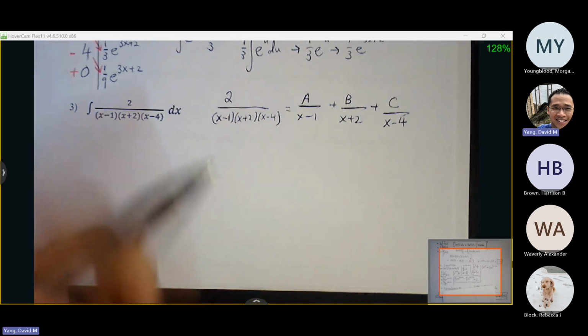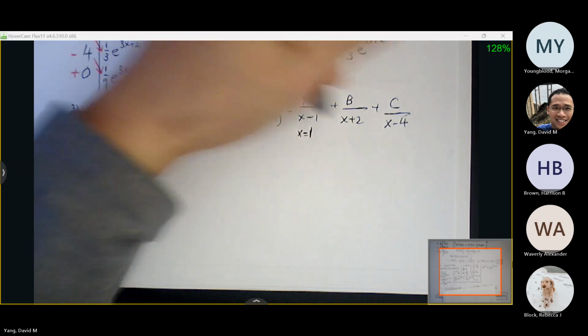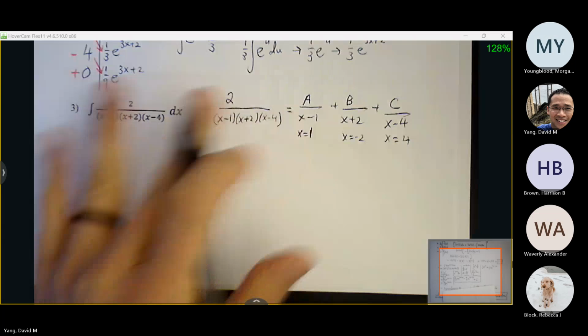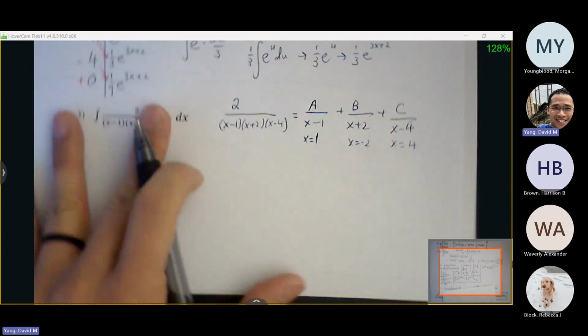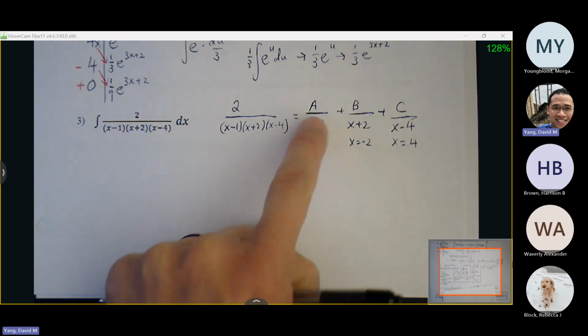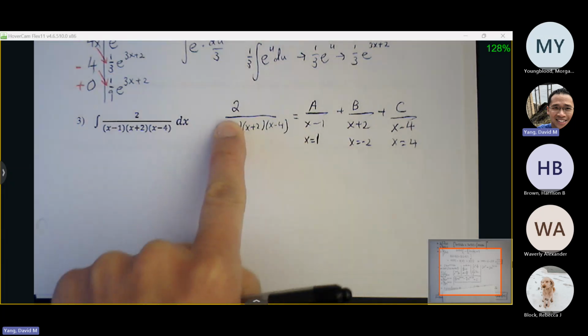Okay, so we can find factors from the denominator. Okay, so I'll go through the cover-up method here. If I want to solve for A, I want to cover up my x minus 1. So go ahead and cover up your x minus 1 and replace all the remaining x's and include the numerator as well in finding your A value.